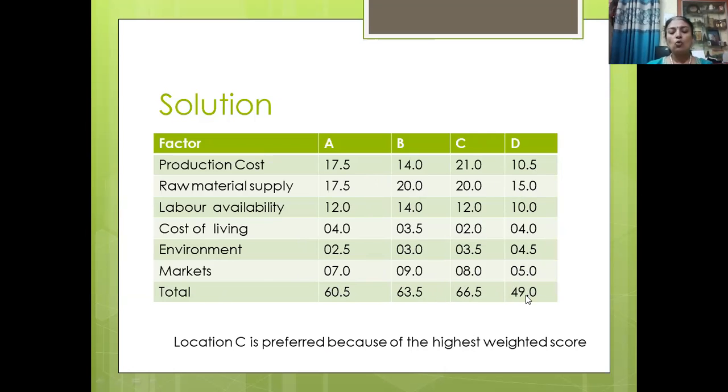Which is the highest score? Automatically it is 66.5. And which location has scored highest? That is location C. Therefore, location C is preferred because of the highest weighted score. I hope we have understood.